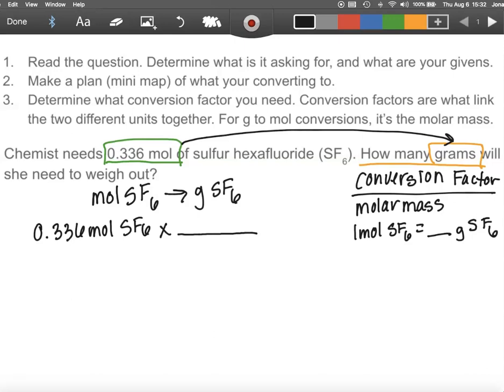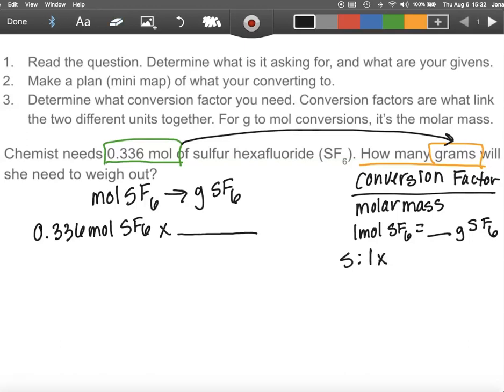We're going to calculate that by looking back at our periodic tables and getting the masses of each of the elements in the formula. Let's start off with sulfur, calculating the molar mass of SF6. First, take a look at the formula. How many sulfurs are in the formula? There is 1, so we're going to do 1.